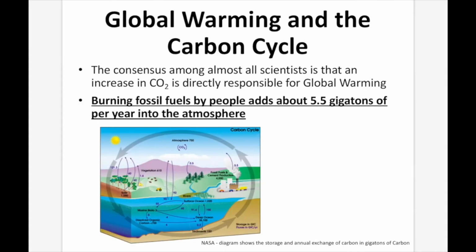Global warming and the carbon cycle. So there are multiple contributing factors, but the consensus among scientists is that an increase in carbon dioxide is directly responsible for global warming. And by burning fossil fuels, people add about 5.5 gigatons per year into the atmosphere. And we're going to look at that through the carbon cycle. You can see that number right there, the 5.5. That's the amount of gigatons that we're releasing via fossil fuel burning. Things like industry, cars, heating homes, stuff like that. We're contributing a significant amount to the atmosphere.